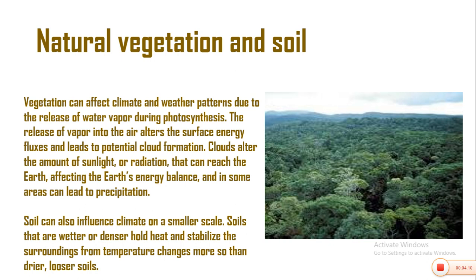Natural vegetation and soil. Vegetation can affect climate and weather patterns due to the release of water vapor during photosynthesis. The release of water vapor into the air alters the surface energy fluxes and leads to potential cloud formation. Clouds alter the amount of sunlight or radiation that can reach the earth, affecting the earth's energy balance, and in some areas can lead to precipitation.